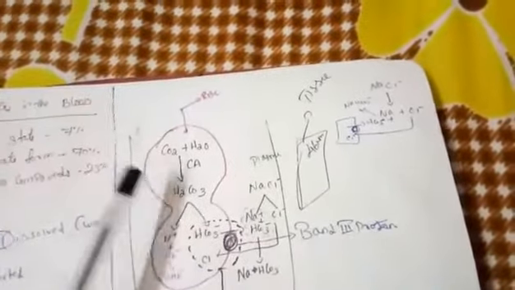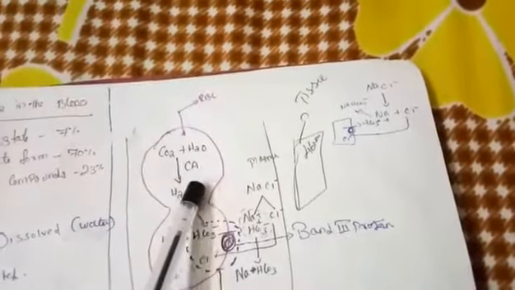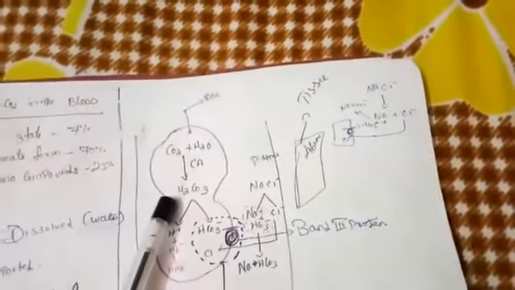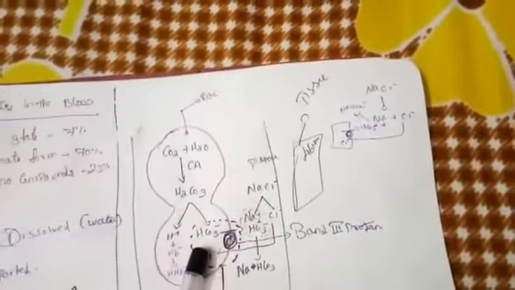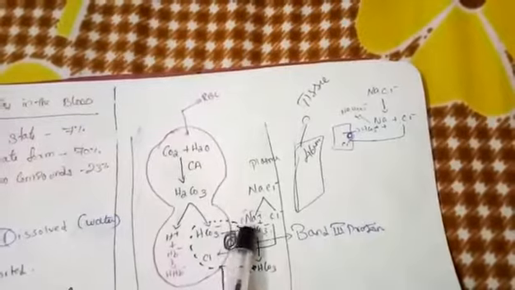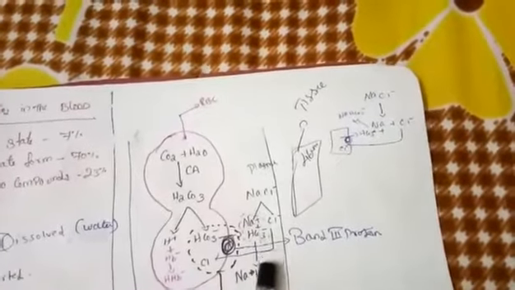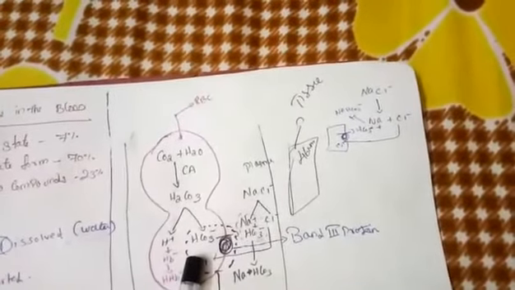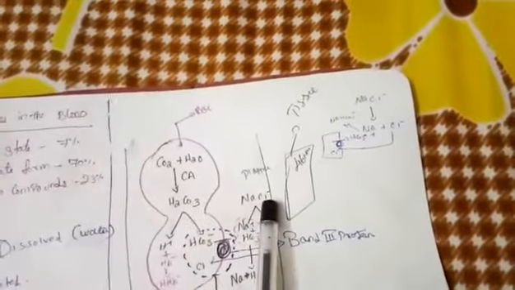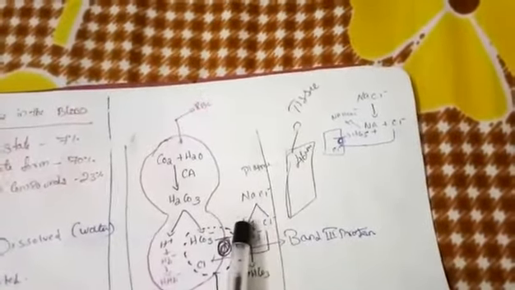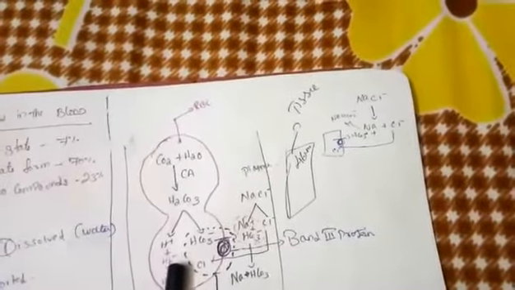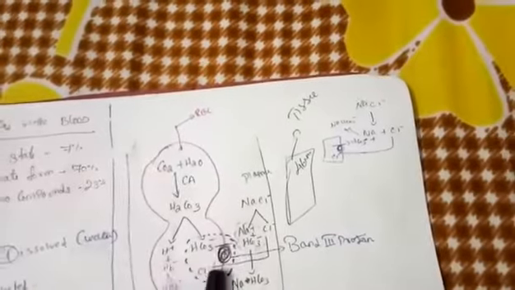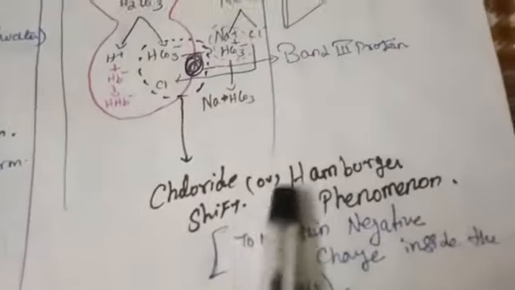Once carbon dioxide and water are joined together by the enzyme carbonic anhydrase, forming carbonic acid, it will be easily dissociated into H plus and HCO3. Once the HCO3 is formed, it will be diffused into the plasma, replaced by chloride inside. How does this chloride come? The sodium chloride in the plasma will be dissociated into sodium and chloride. This chloride will enter the RBC to maintain the electronegativity. So we call this chloride shift or Hamburger phenomenon.